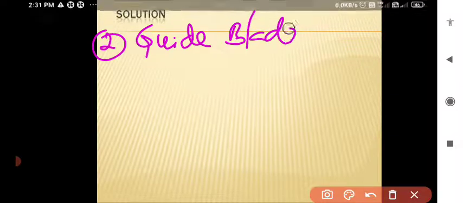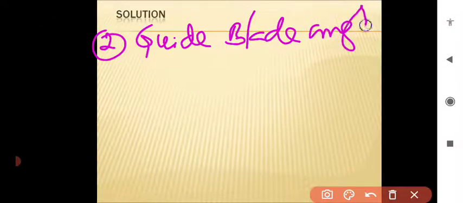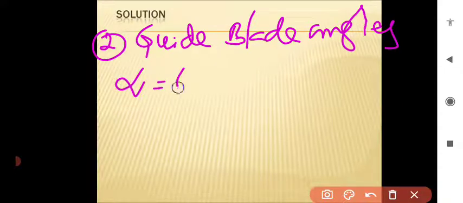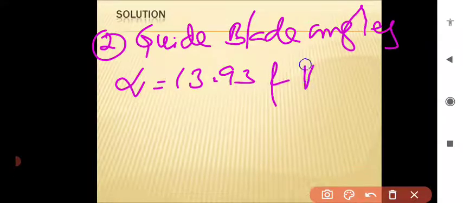Next, guide blade angles. Second one is the guide blade angles. Guide blade angles, alpha is equal to 13.93 and beta is equal to 90 degrees. These are the guide blade angles.